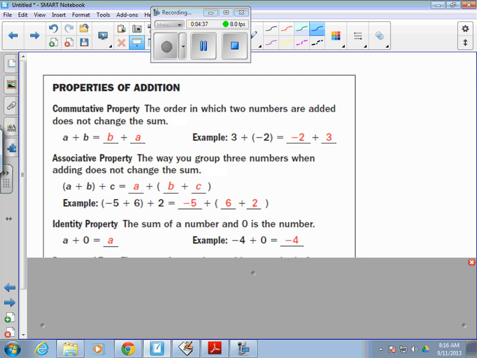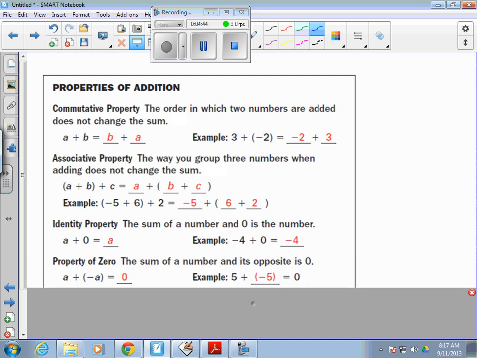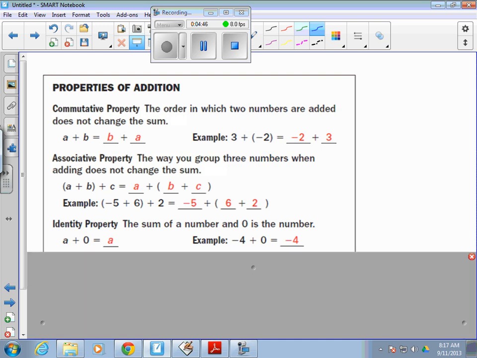The identity property, and what we'll get to eventually, will be the inverse property. The identity property and the inverse property get people confused. The identity property is whatever it is to start, it remains the same. So if you look at A plus 0, it begins as A, and at the end it's still A. And when we get into multiplication, you'll understand why I made that comment. Negative 4 plus 0 is equal to negative 4.